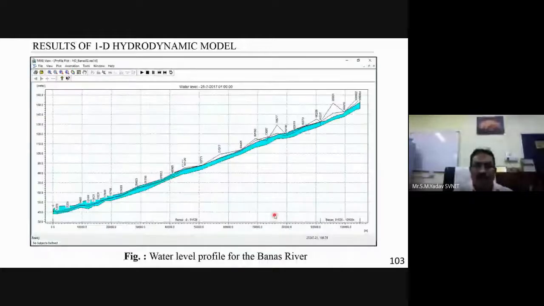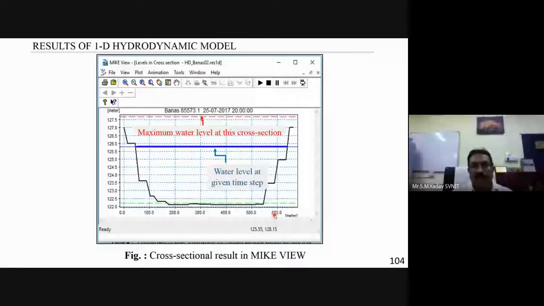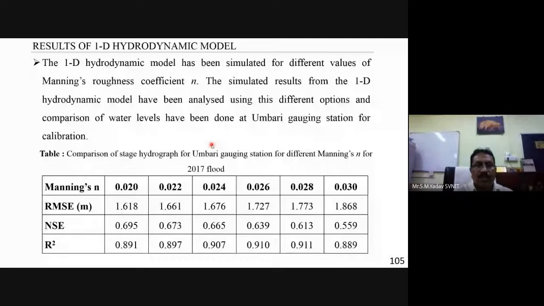This is the water level profile in the dam. The maximum water level at a particular cross section, and the water level at a given time step, has been shown using the cross section.